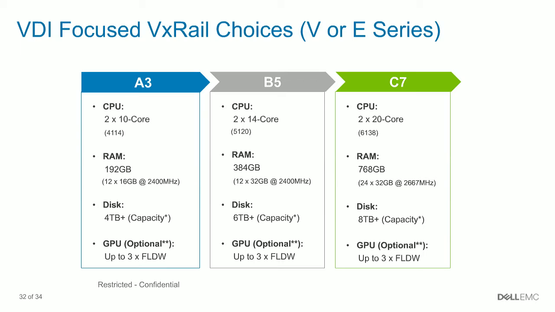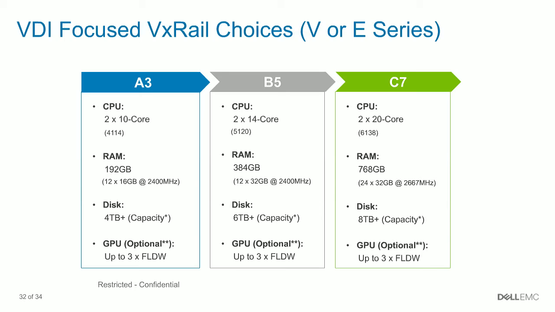From a 13G to 14G perspective, this hasn't really changed much with regards to CPU core. We're still using a 10-core processor for our A3, 14 core for our B5, and 20 core for our C7. But what has changed is our RAM, considerably. That's because the architecture has changed for 14G. To get a balanced config, you either have to have 12 or 24 slots populated. With 13G, we could step up in increments of 4, but now we need to go with 6 DIMMs per channel.